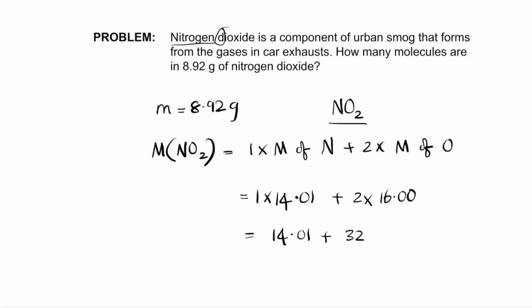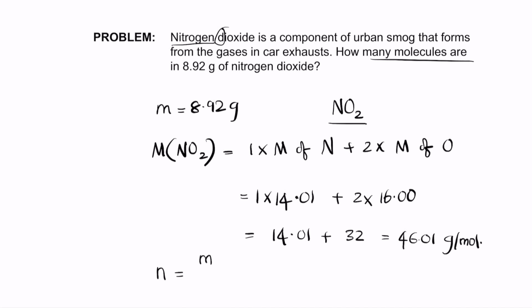14.01 plus 32 gives you 46.01 gram per mole. Remember the units, never forget the units for molar mass. Molar mass is always gram per mole. Now remember the part here, they are asking you for the number of molecules that are there, which means you have to first find the number of moles.